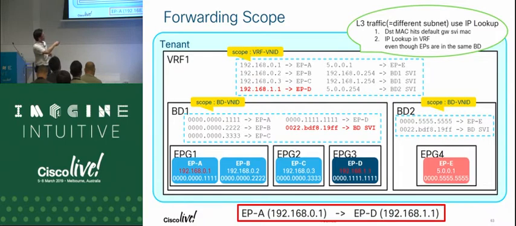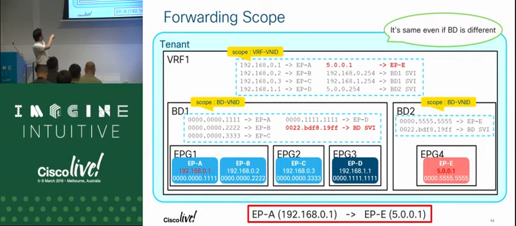Okay? Then the next one is two different bridge domains. In this case, of course, it's a different subnet and a different L2 forwarding domain, so it's simple. Just do the normal routing with the default gateway. Okay?